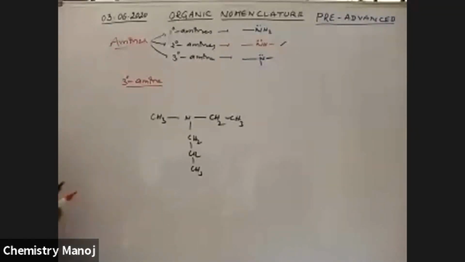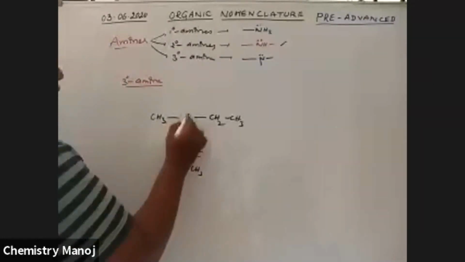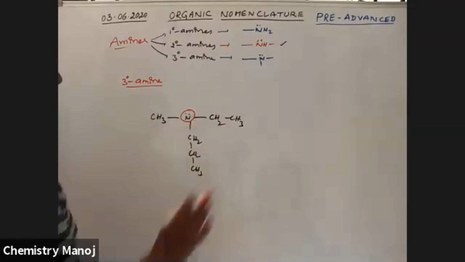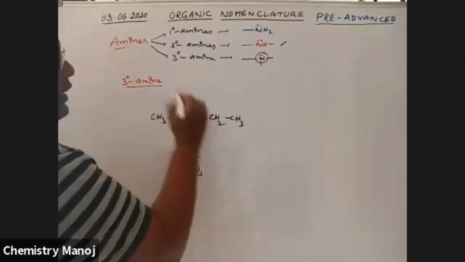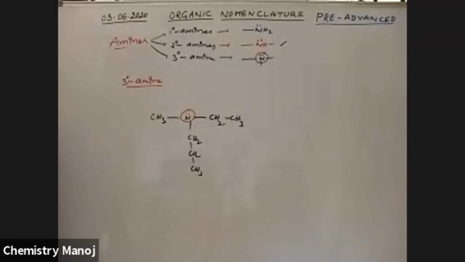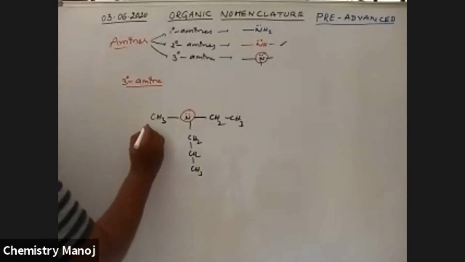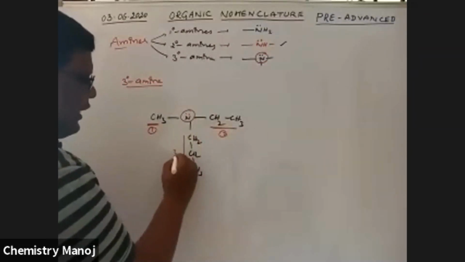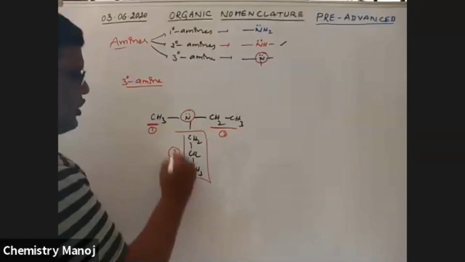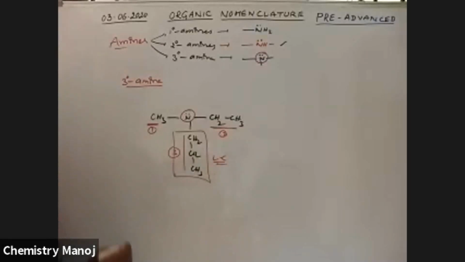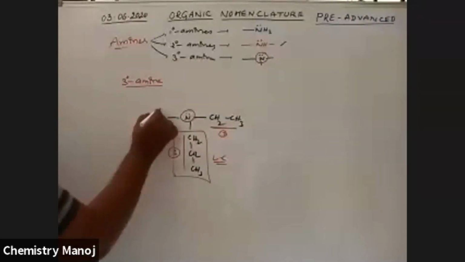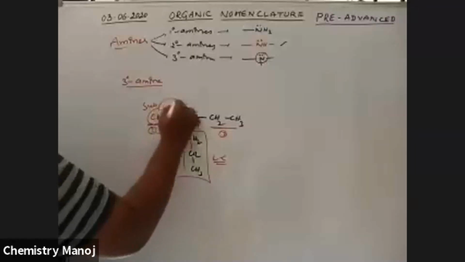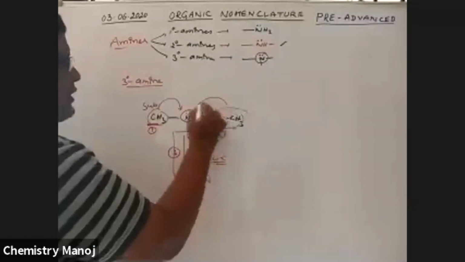Here, there is a lone pair on nitrogen. Nitrogen has no hydrogen. So it is a tertiary amine. Here there is a 1 carbon chain, a 2 carbon chain, and a 3 carbon chain. The 3 carbon chain is the longest chain. The other two are taken as substituents to nitrogen.